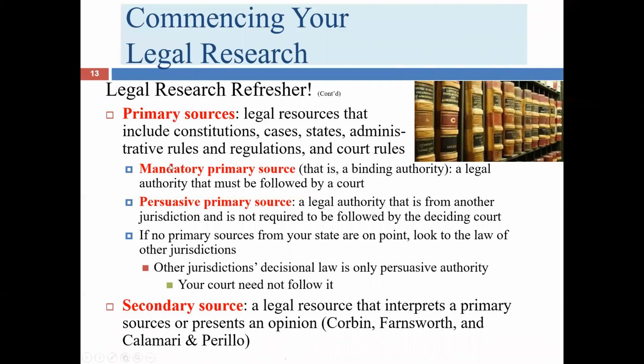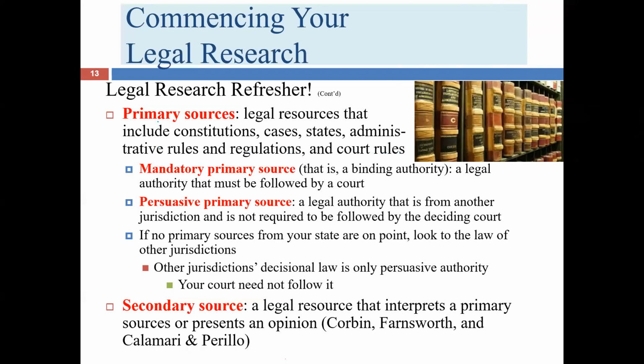So what is a primary source? I like to think about the primary source as being the law. It's somebody in the government who is acting in his or her official capacity, makes an announcement. It may be a smart idea. It may be a dumb idea. It doesn't really matter. It's going to be the law because the person who has that authority says it. So primary sources are legal resources that include things like constitutions, cases, statutes, sorry about this typo here, this should be statutes, not states, administrative rules and regulations, and court rules.